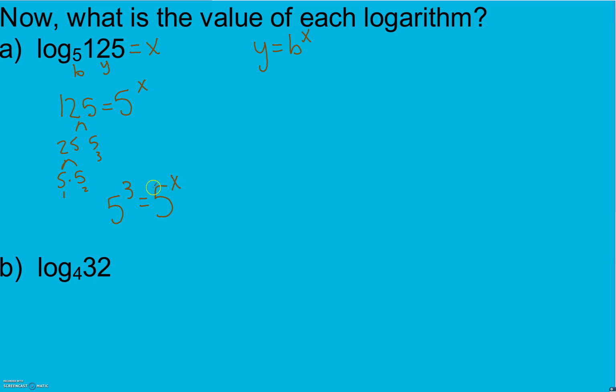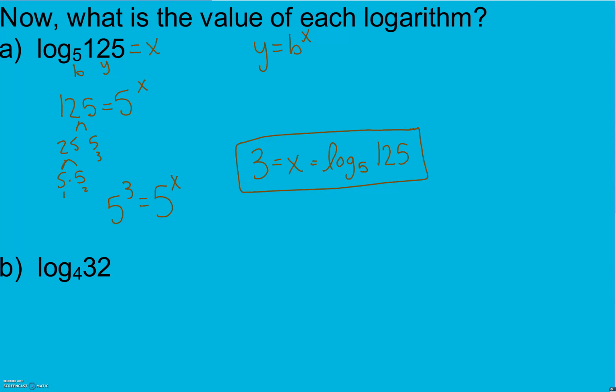The only possible way that these can be equivalent is if 5 cubed equals 5 to the x power. Our bases are both 5s, so our exponents have to be the same. So we can set them equal to each other: 3 equals x. There's nothing else I need to do here to solve. I already know that x equals 3. So that's what log base 5 of 125 is. It's going to equal 3.